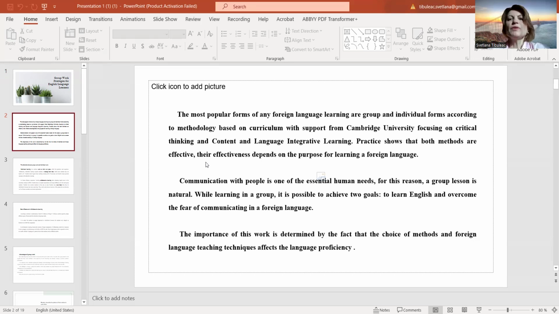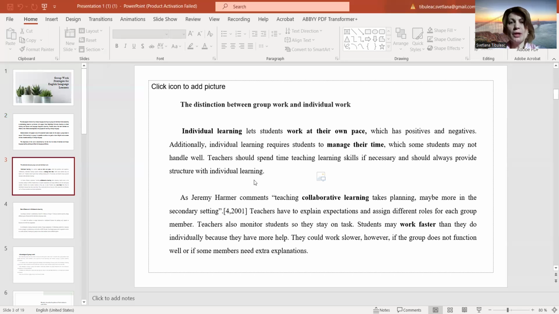Communication with people is one of the essential human needs. For this reason, a group lesson is natural. While learning in a group, it is possible to achieve two goals: to learn English and overcome the fear of communicating in a foreign language. The importance of this work is determined by the fact that the choice of methods and foreign language teaching techniques affects the language proficiency. Individual learning lets students work at their own pace, which has positive and negative aspects.